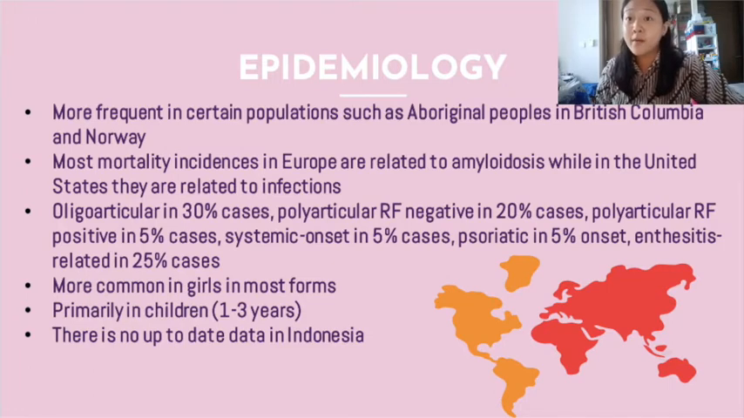There are some forms of juvenile idiopathic arthritis that appear in individuals, such as oligoarticular in 30% of cases, polyarticular RF negative in 20% of cases, polyarticular RF positive in 5% of cases, psoriatic in 5% of cases, systemic onset in 5% of cases, enthesitis related in 25% of cases, and the rest are undifferentiated. Based on sex, juvenile idiopathic arthritis is more common in girls in most forms, and based on age, it appears more frequently in children aged 1 until 3 years. In Indonesia, there is no up-to-date data that shows both incidence and morbidity rate of this disease.